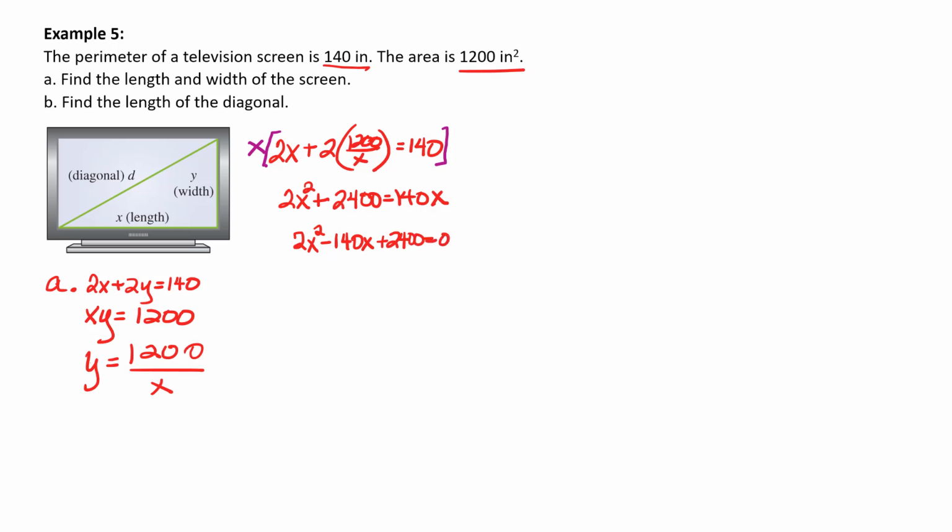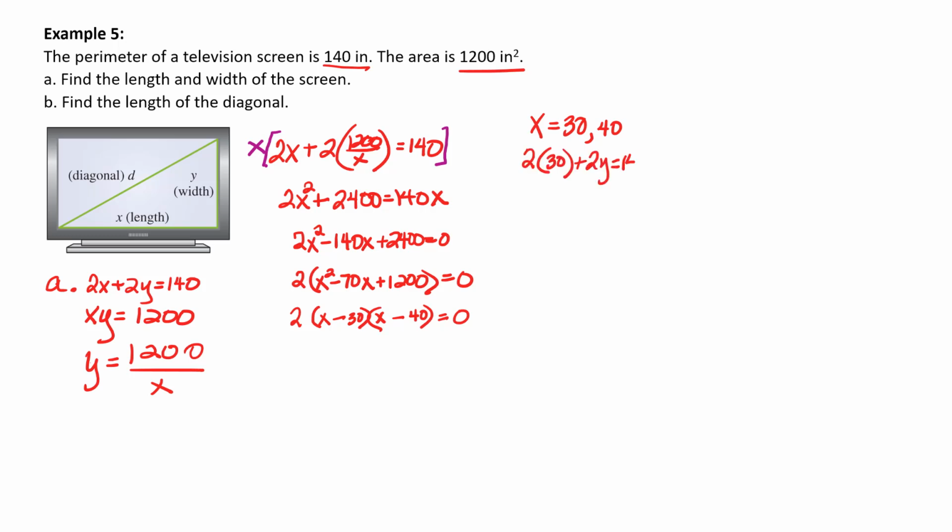And so you can factor out a 2, and you'll have x squared minus 70x plus 1,200 equals 0. And then you can factor that: x minus 30 times x minus 40. So there are two possibilities for x. Could be 30 inches or 40 inches for the length. To get y, you can just plug those back into the linear equation, since it doesn't matter either way.